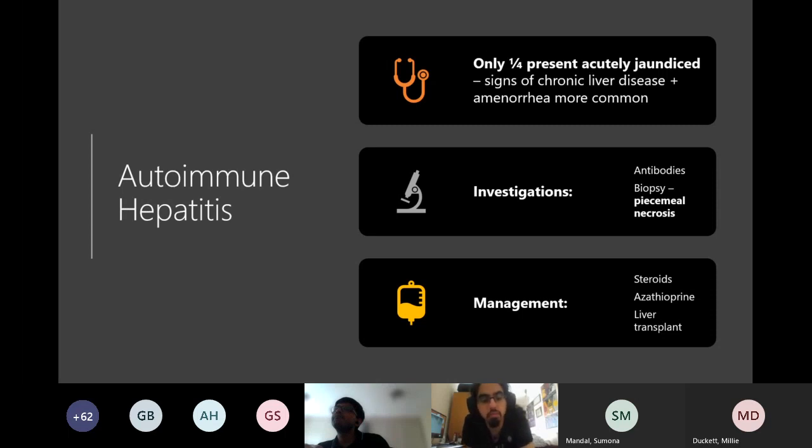And investigations, your mainstay is going to be antibodies. You can do biopsy and you get something called piecemeal necrosis if that comes up in an SBA. Management, it's autoimmune, so management is the same as every other autoimmune condition: steroids and then disease-modifying agents like azathioprine. Eventually, they might actually require a liver transplant, which is rough.